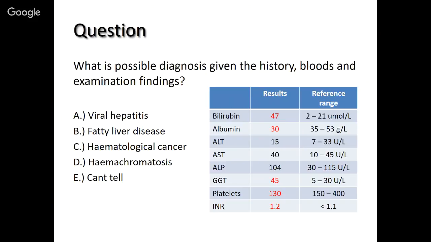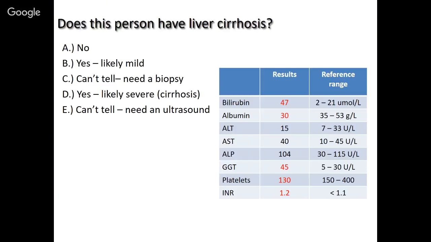What I'm really trying to get at here is it's actually quite hard for you to make a diagnosis at this point, and that's why I put can't tell, okay, because it's a bit early to know what's going on. You actually need more history or more information, but the bit of learning. So could this person have liver cirrhosis?